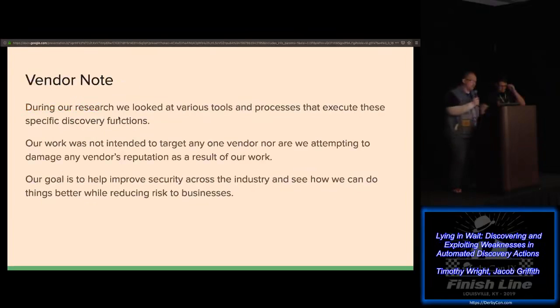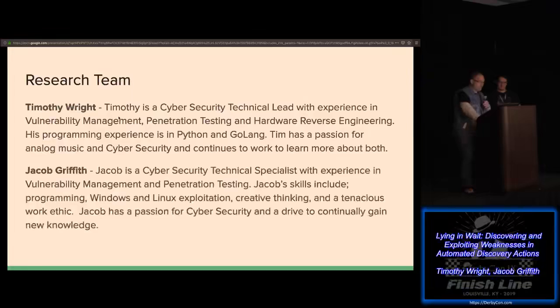So real quick too, as a vendor note, as we were doing our research for this, we were looking at a lot of different tools that do these types of functions. We were in no way trying to target single vendors as we were going through our work. We were just trying to look at what tools were doing this and feeding into our research project. So our goal here is to help improve security across the industry and see how we can do some things better.